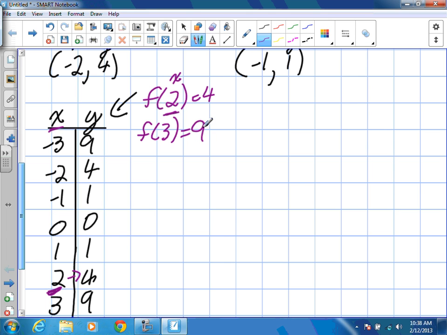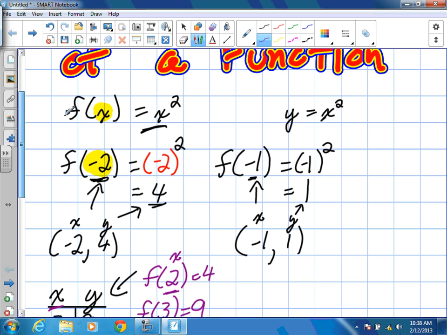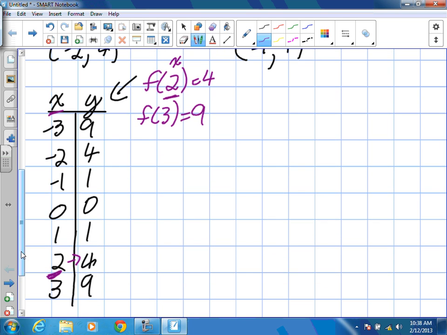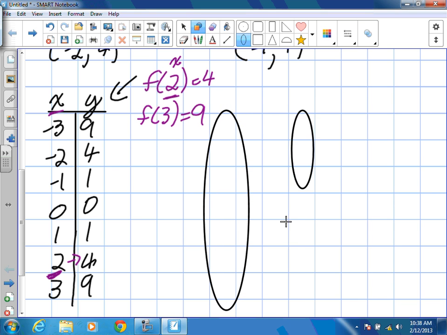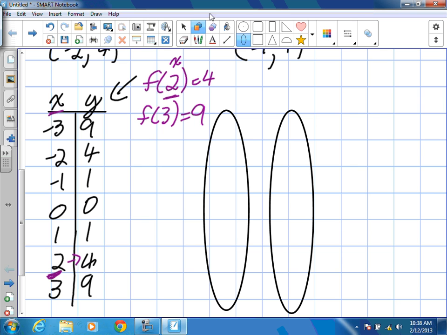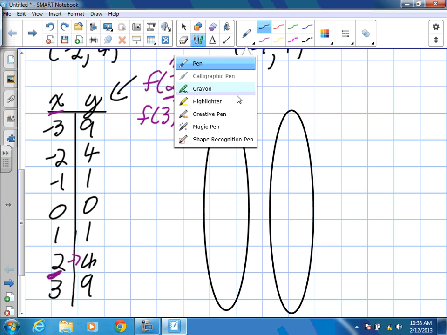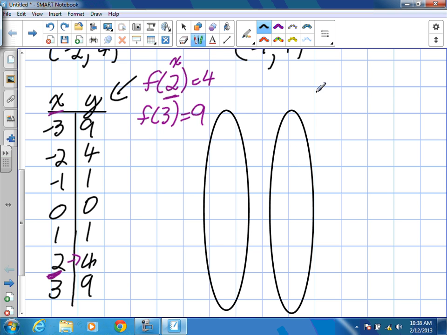So this is one form. Another form they gave us was in an equation form where we'd have to solve it ourselves. They give it to us like this in a table. Another form they're going to give us, and if you look in your textbook quickly, is they're going to give you two ovals like this. This is called a mapping diagram. We really only use this for this lesson. I'll give you titles for this. Okay, let's just write it. This is a mapping diagram.